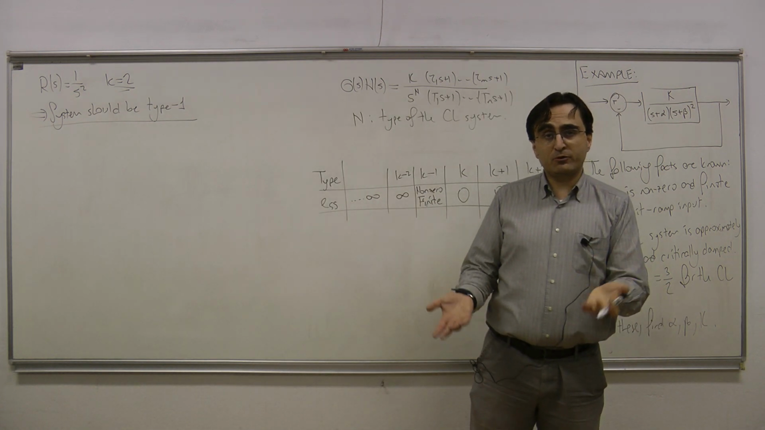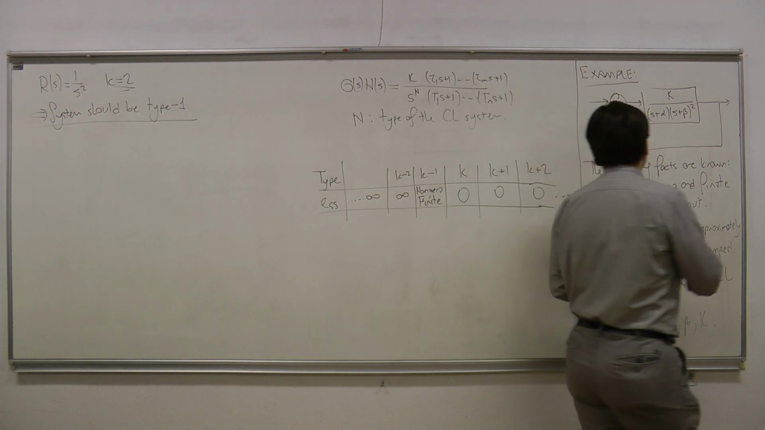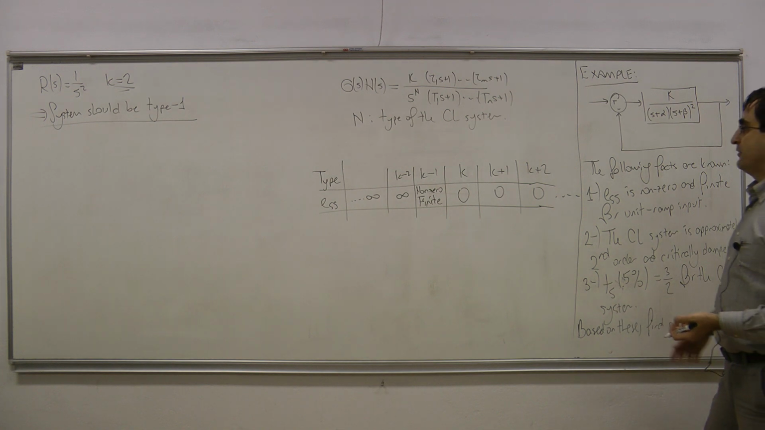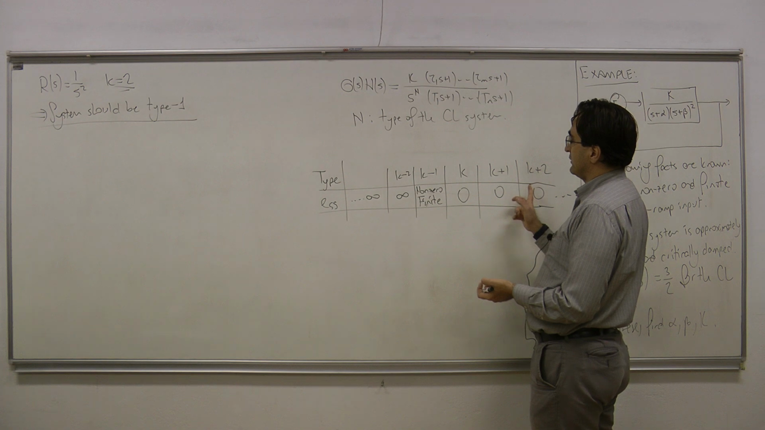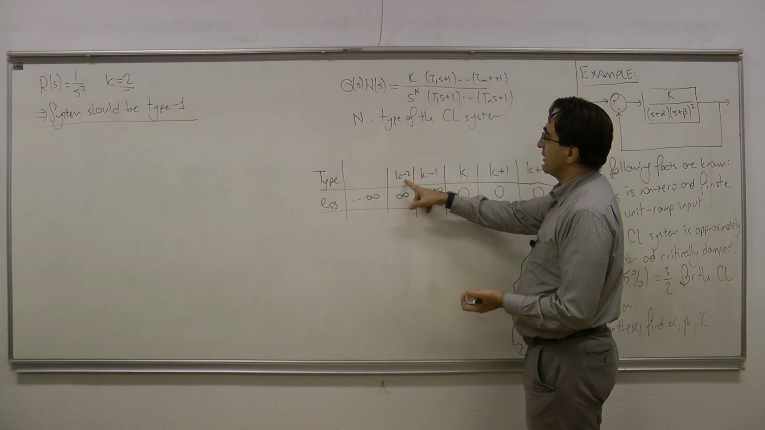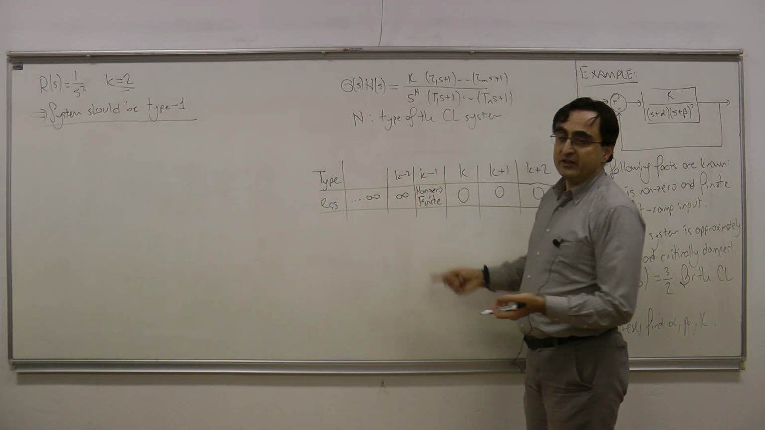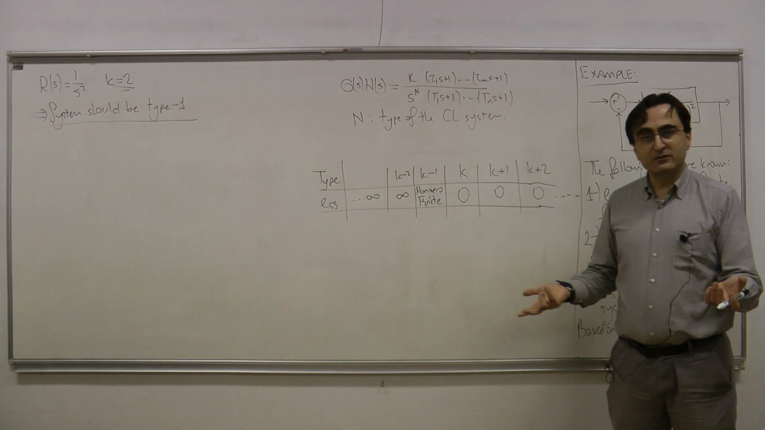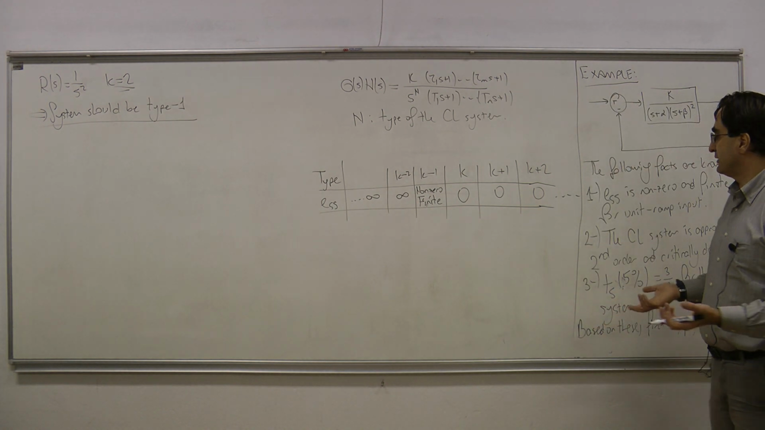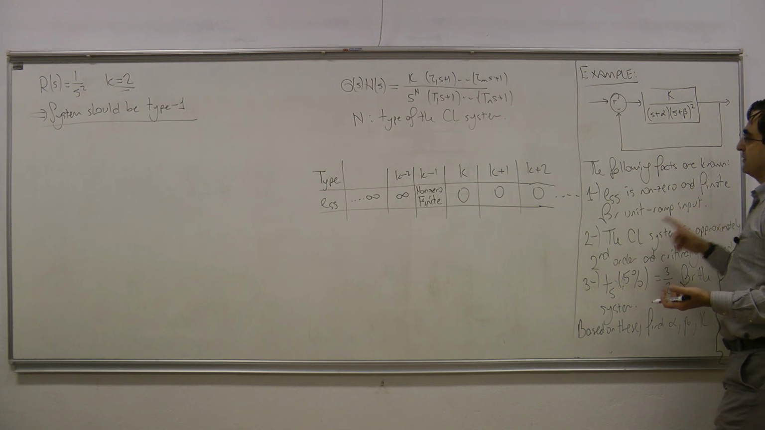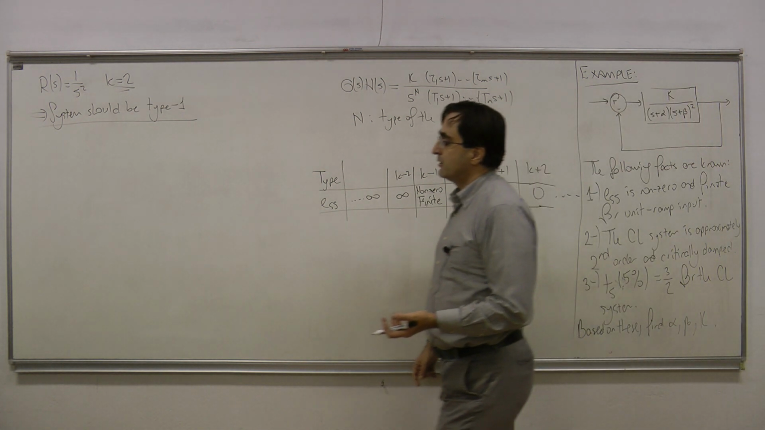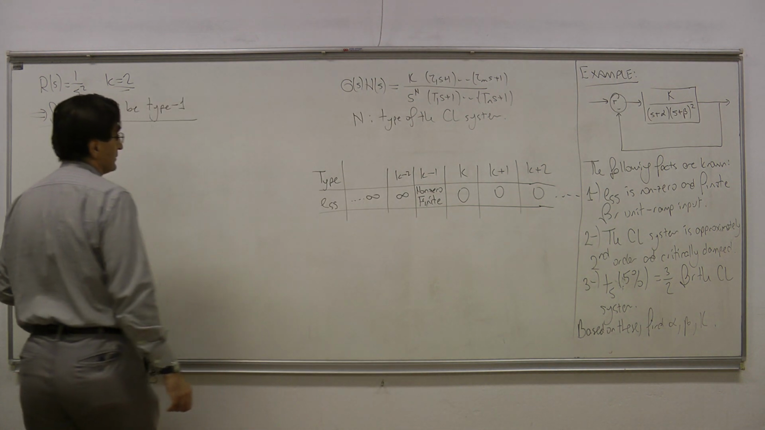If it was type 2 or higher, it would give 0 steady state error. If it was type 0, it would give us infinite steady state error. Since the steady state error is non-zero and finite, we need to have a type 1 system.